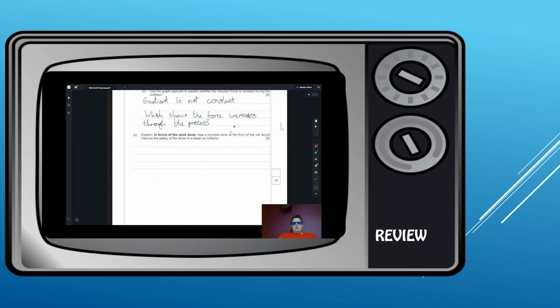Explain in terms of work how crumple zones would improve the safety of a head-on collision. So, the force is work done divided by distance. Now if we think about it, crumple zones increase distance, so the force is smaller. Work done's got to stay the same, so those are what we get the marks for there.